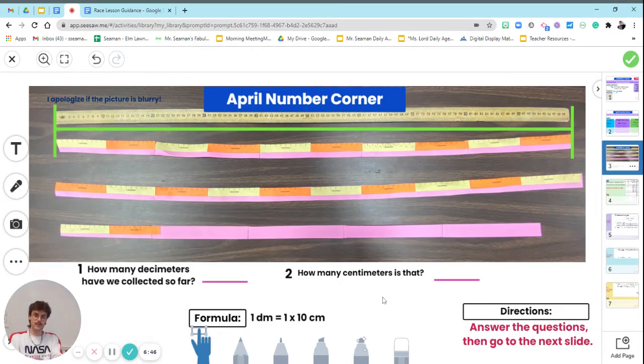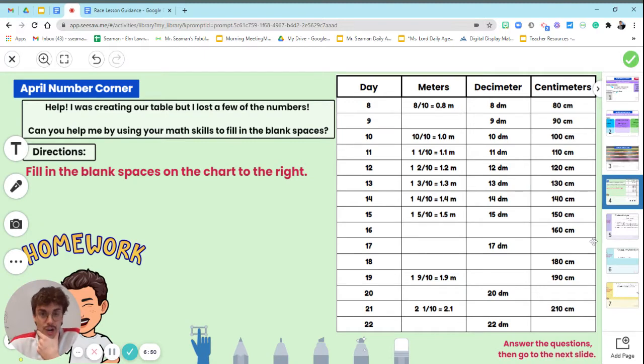Our next thing is that I need your help with something, because I was creating our chart again, just like I did last week, and I lost a few of our numbers. You guys did such a great job filling this out last time that I knew I could trust you with it. So I'm going to give you this time now to fill out this chart. I'm going to fill out 2 of the boxes for you to show you how you can do it, but otherwise, I want you to fill out all of these empty boxes. Wherever you see a blank space, fill it out.